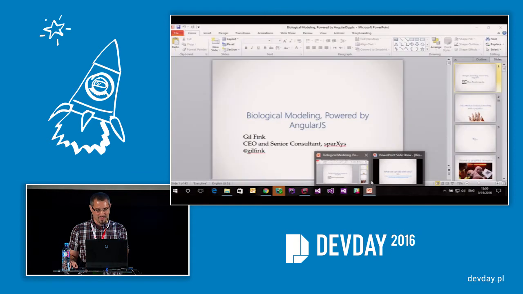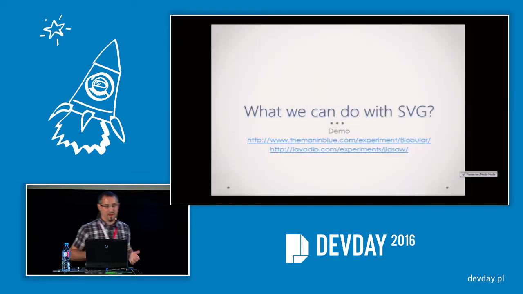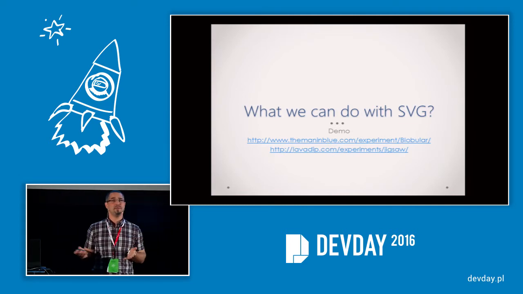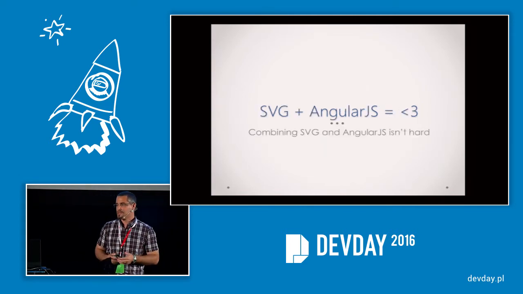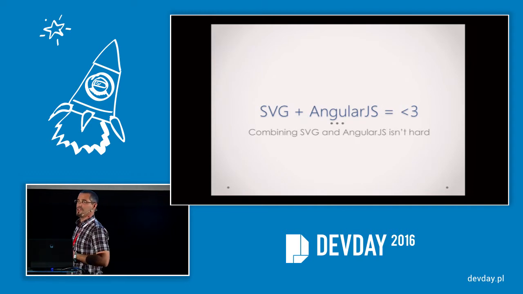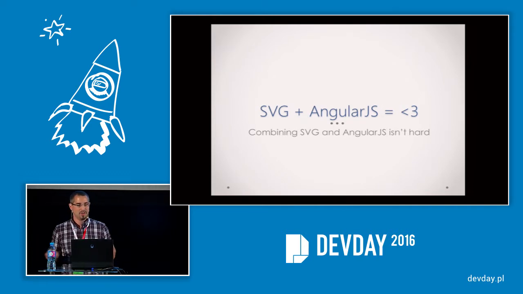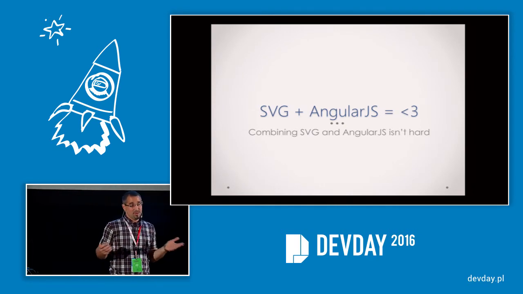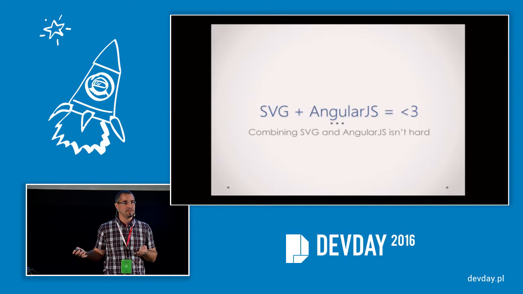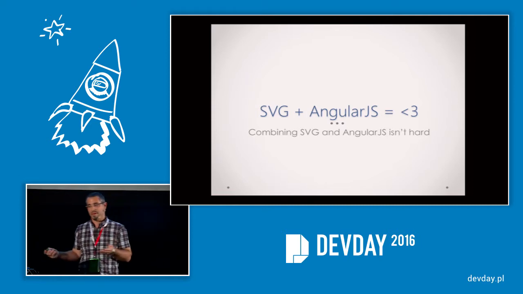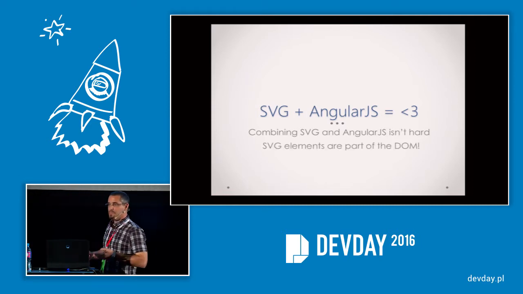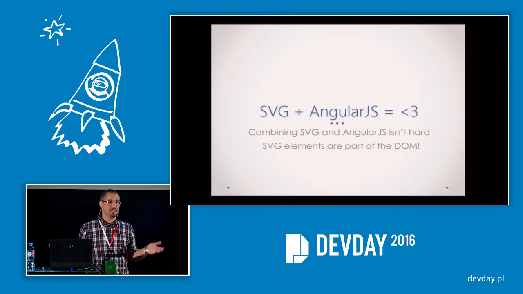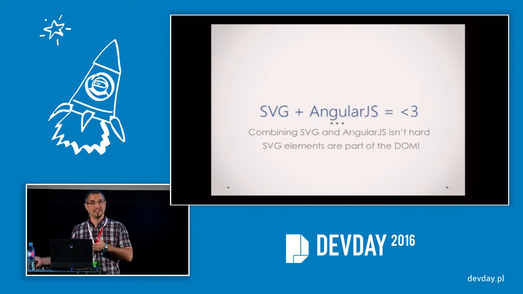Okay, so we have SVG, and we can create graphics with it. But I said that we're going to talk about SVG and Angular. So how can we use SVG in Angular? How can we combine SVG in Angular? It's not hard. You already know how to do that, because SVG is DOM elements. So if it's part of the DOM, I can create elements of SVG using Angular directives.